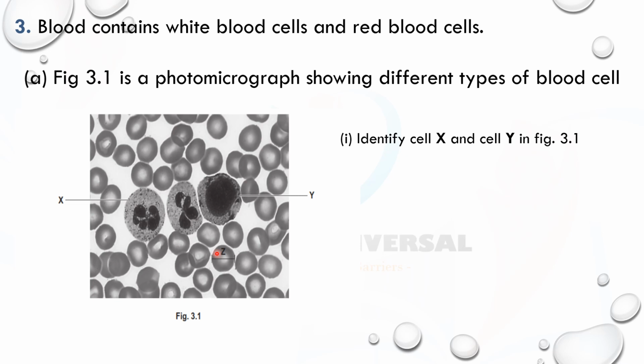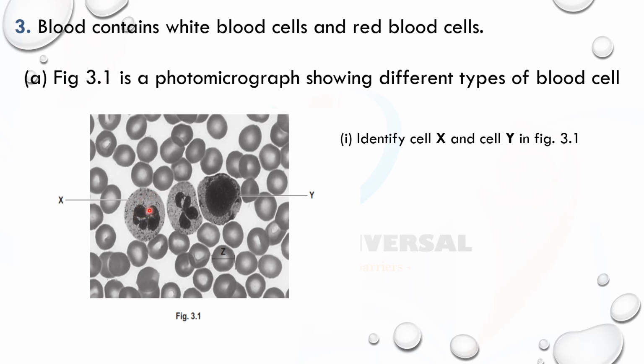Identify cell X and cell Y in fig 3.1. Okay, so identify what is cell X and Y. Tell me why, because another question can ask you what is cell Y. So pause the video and write it down. Write cell X is dash, cell Y is dash. Write it down quickly and let me know when you're done. Okay. Thank you. All right, guys.